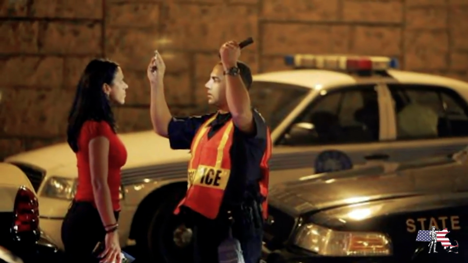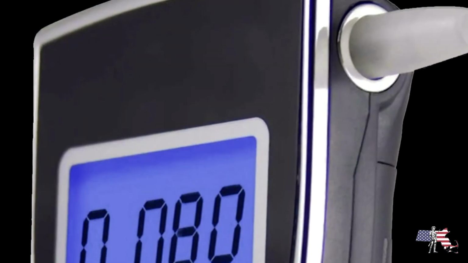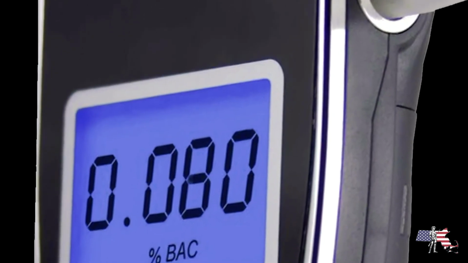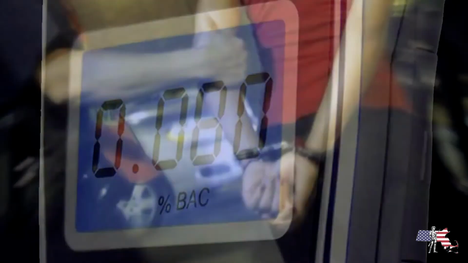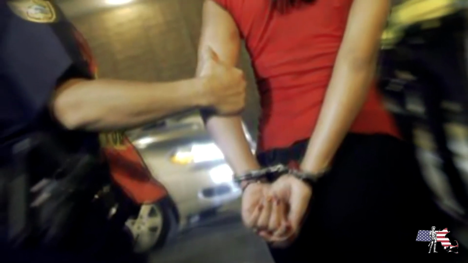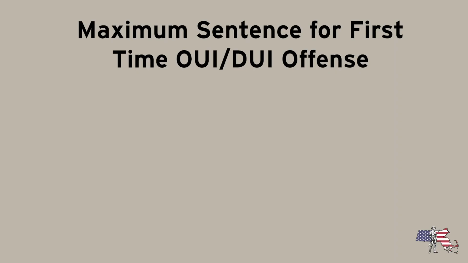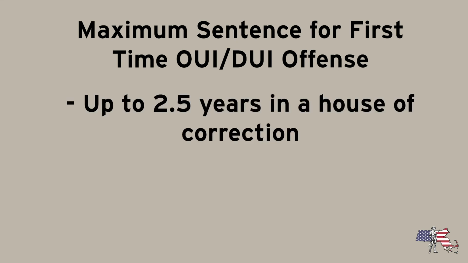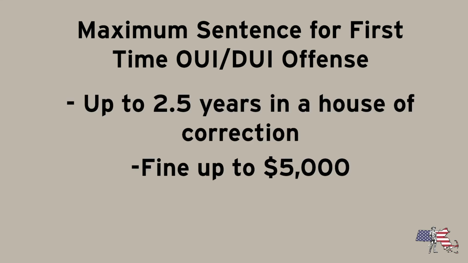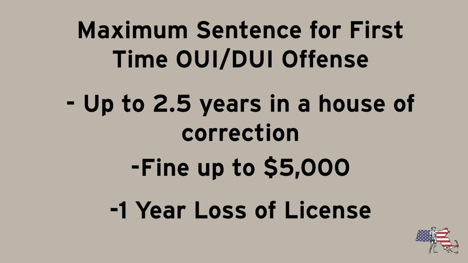Let's talk about the consequences of binge drinking. By not understanding what you put into your own body, you can very easily hurt yourself or someone else. For a first-time offense in the Commonwealth of Massachusetts of OUI or DUI, the maximum penalty is up to 2½ years in a house of correction, a fine up to $5,000, and a 1-year loss of license. Not only that, it can very easily impact your ability to ever join the military or gain employment.